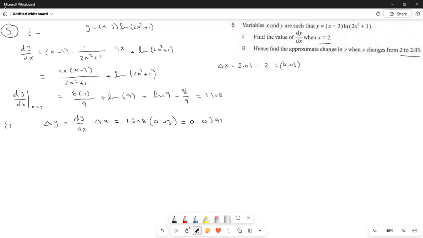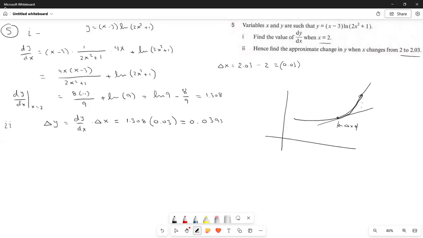0.0393. Okay, so the idea is, if I have a curve, let's say this is the shape of the curve, and I know the value of the function at this point, and I know the slope of the function at this point. So if x changes from here to here, for example, this is delta x.